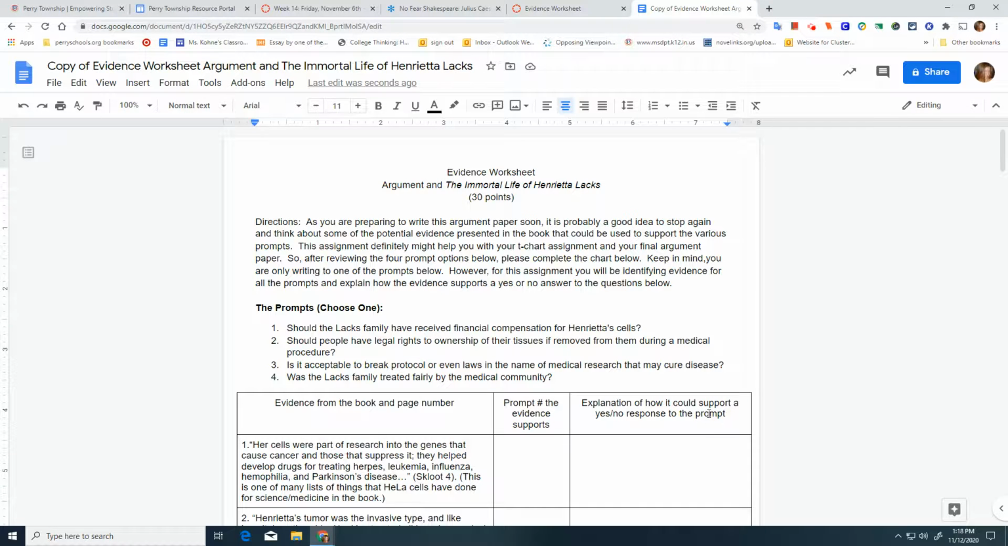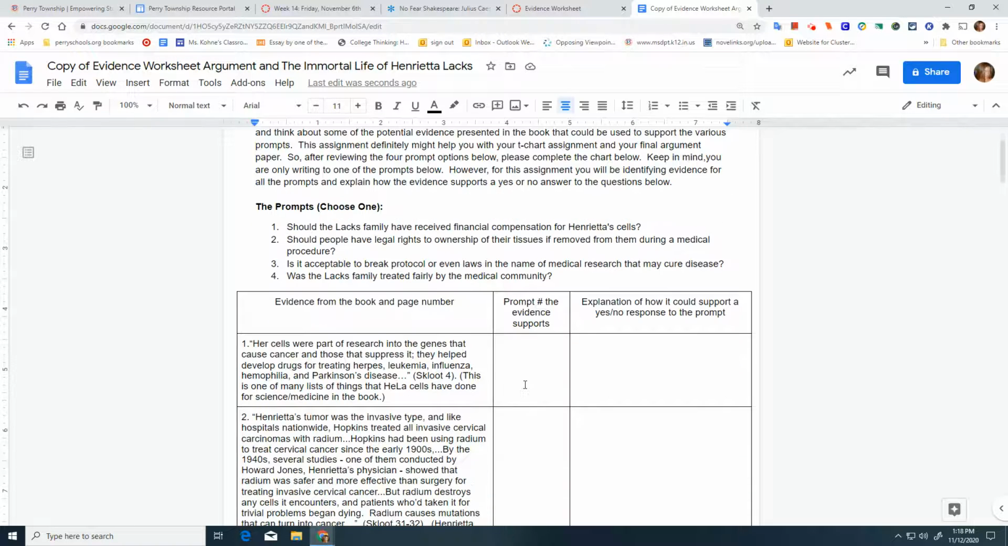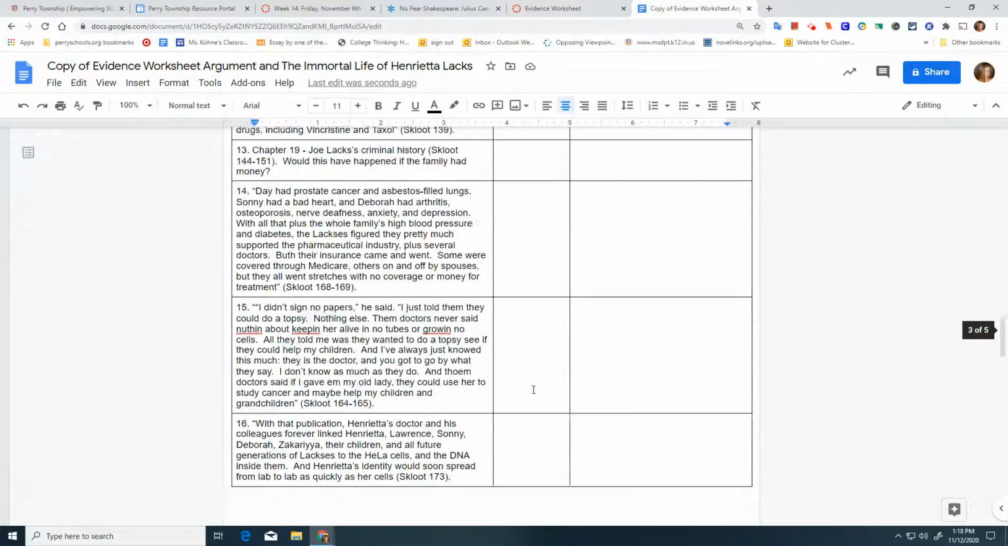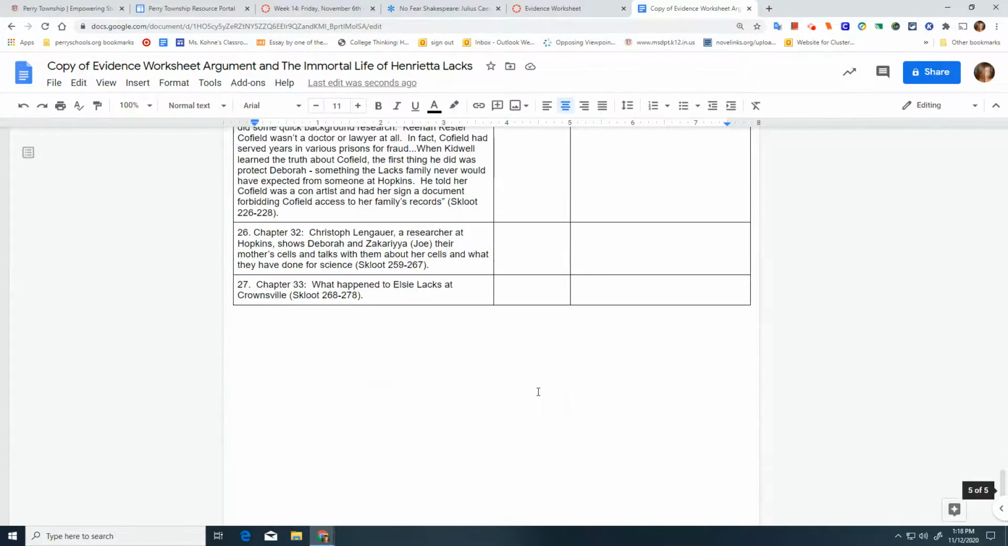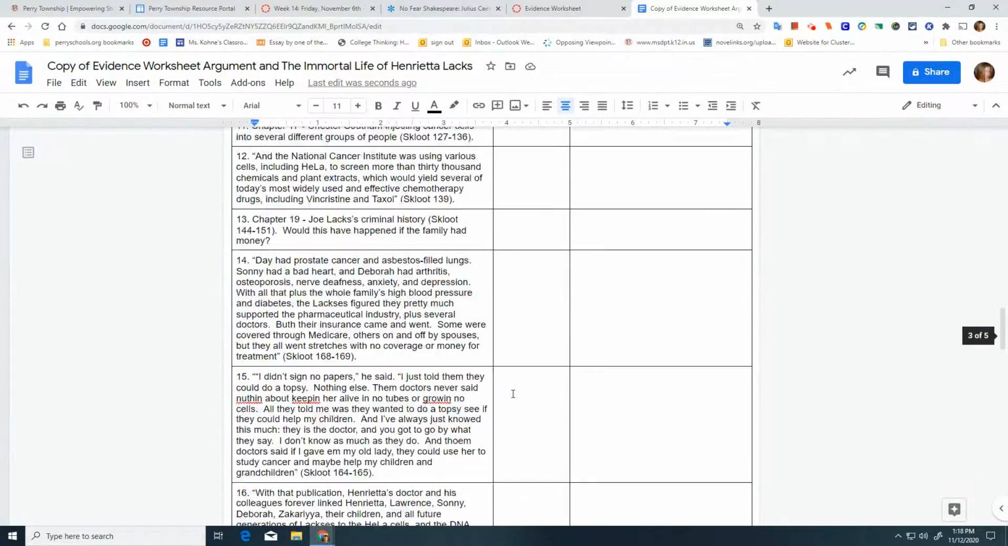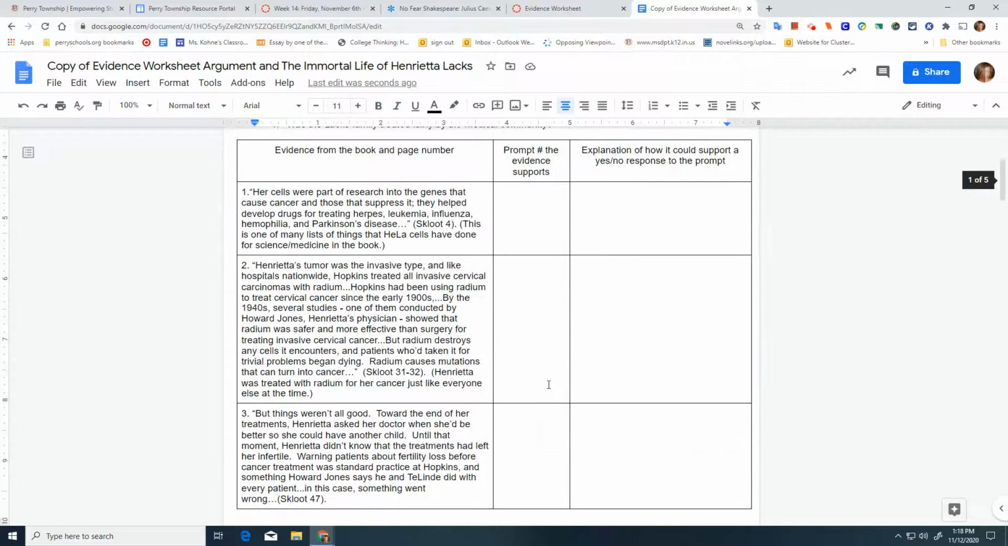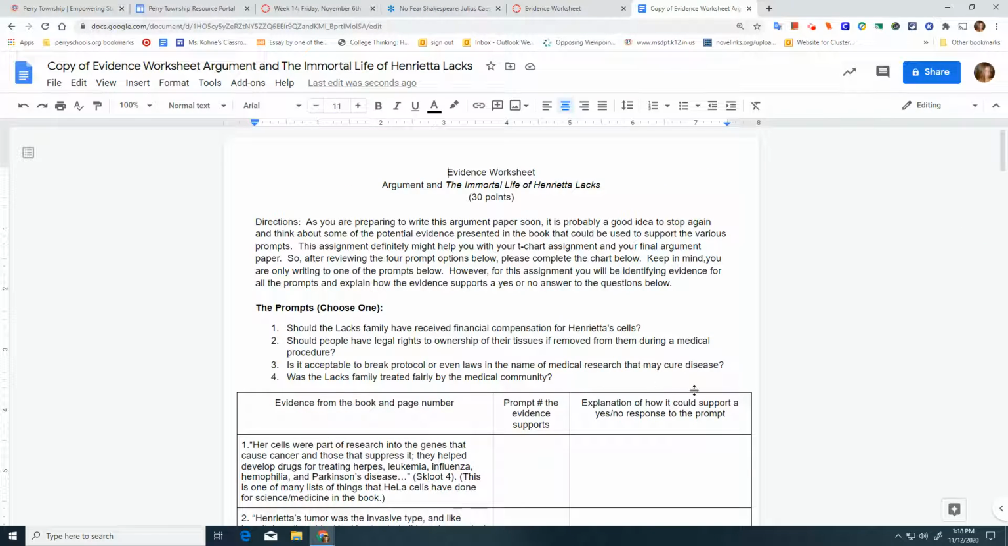Today, I'm going to give you some instructions on how to complete this evidence worksheet. I think this assignment is really almost doing too much for you. It's a 30-point assignment, and I have listed here 27 pieces of evidence that I found in the entire book. I'm certain there's more.